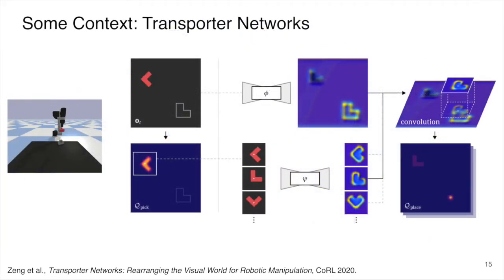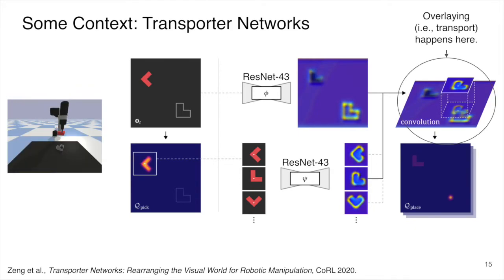Taking a broader step back, this is the overall architecture for a Transporter Network for a hypothetical picking and placing task. The main thing to highlight here is that the transport operation happens at the very end when it does the convolution operator, and the things that it operates on are not the original image or the original crop image, but are instead deep features that are output of fully convolutional neural networks, which in this case are 43-layer residual networks.